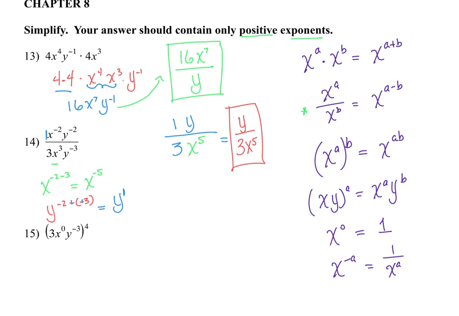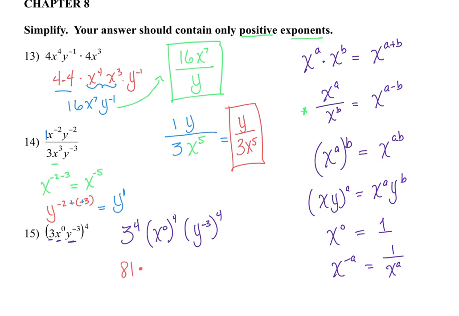And then this last one is a group. So I'm going to take everything inside the group to that power. I have a 3. I'm going to say 3 to the 4th power. I have an x to the 0. I'm going to say x to the 0 to the 4th power. And I have a y to the -3. Y to the -3 to the 4th power. 3 to the 4th power is 3 times 3 times 3 times 3, which is 81.